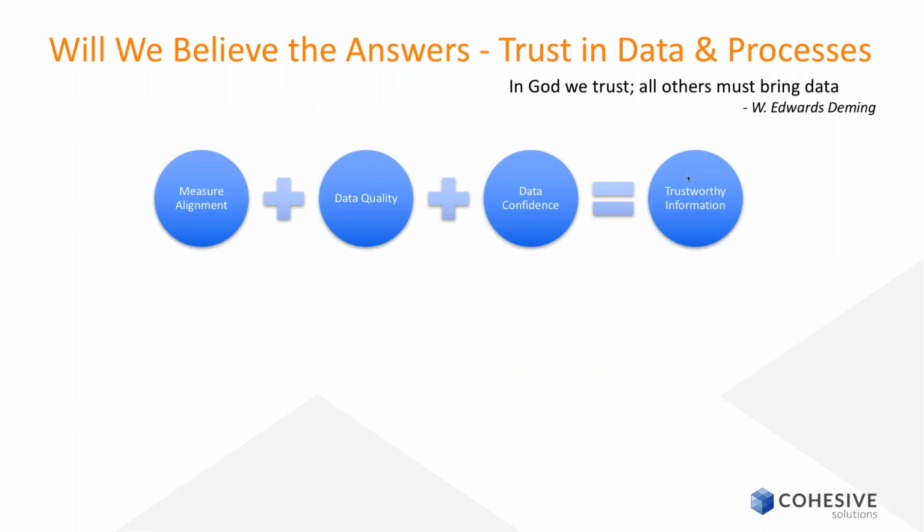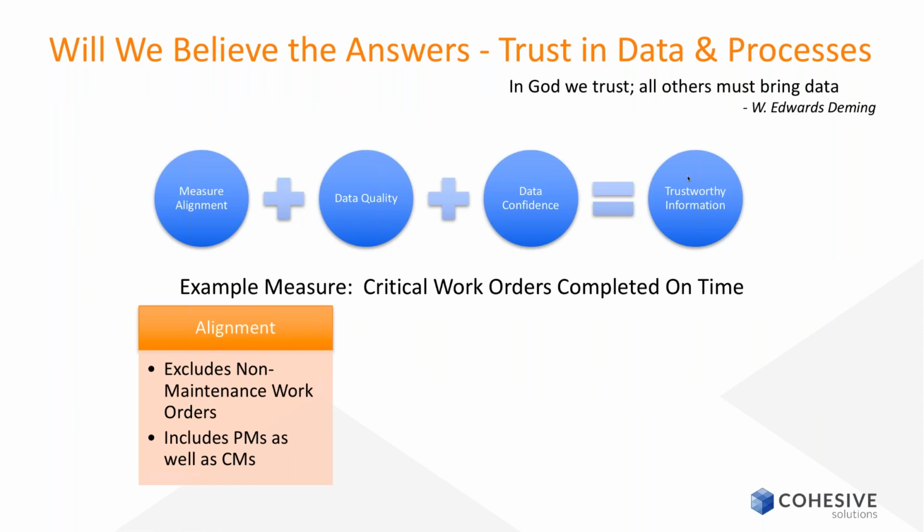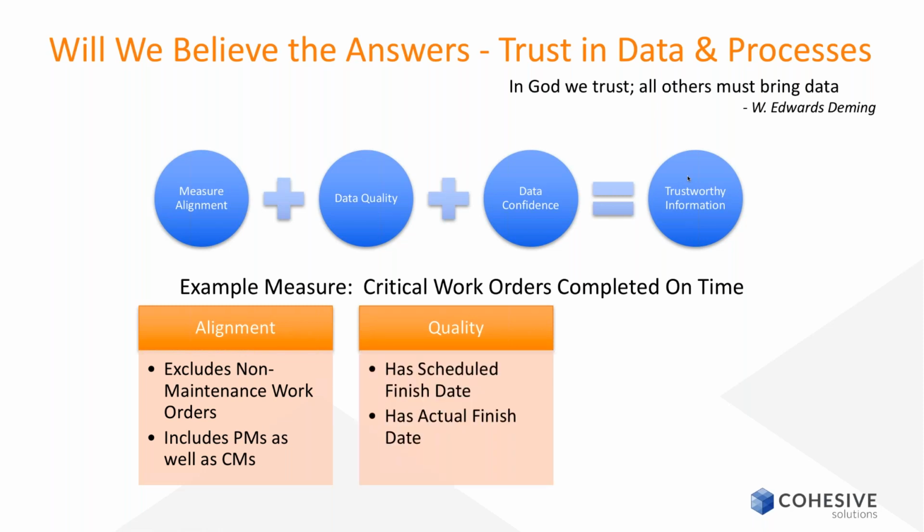Let's look at an example of defining trust. Let's say we have a measure for the number or percentage of critical work orders completed on time. Part of the initial alignment and definition of the measure is to ensure that it is correctly defined. In this case, we make sure we correctly specify what constitutes a critical work order. Next is quality. What is the ability of the data to calculate the measure? Without the minimum required attributes of scheduled and actual finish dates, we would not be able to do the math without error. And last is confidence.